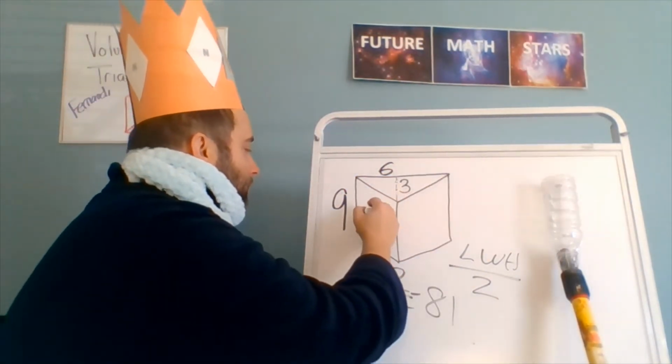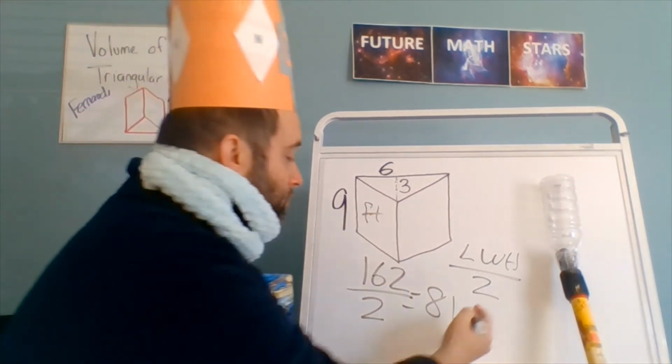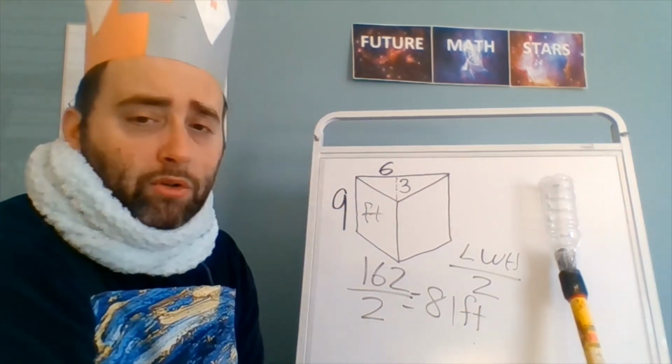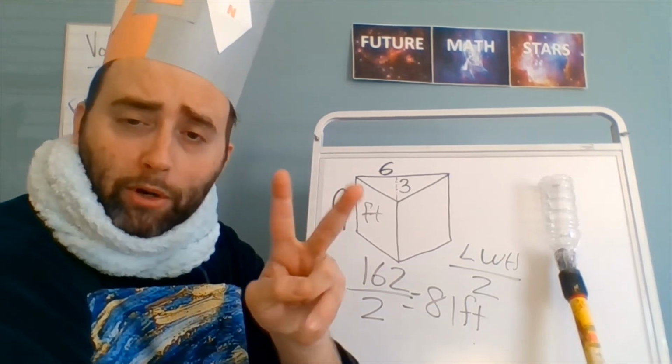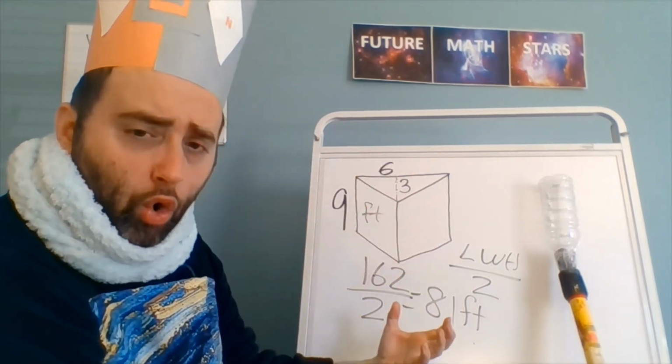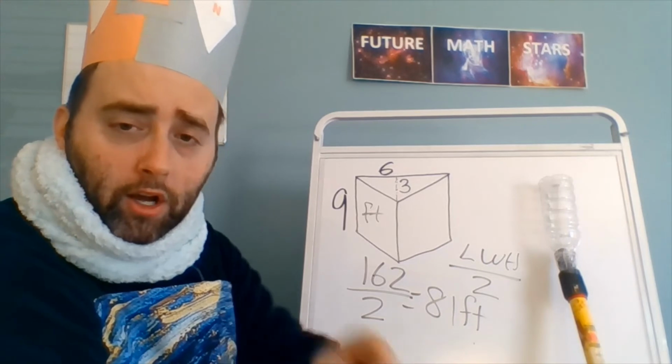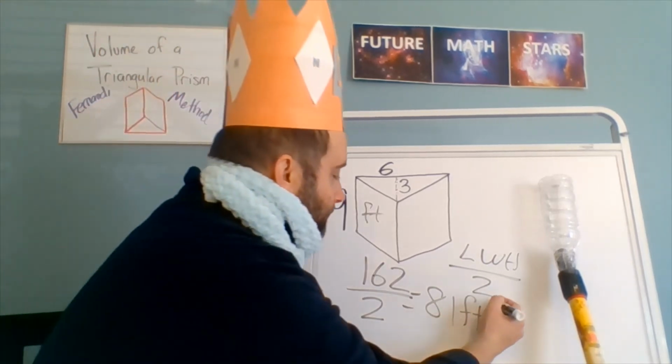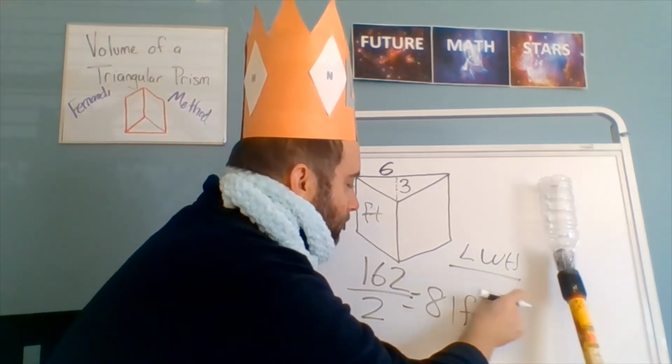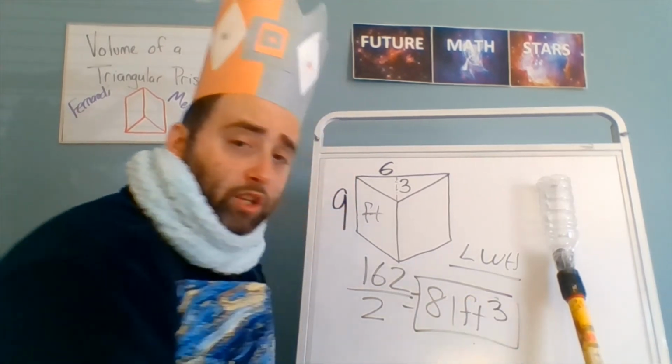Let's just give it feet. Let's say we're calculating in feet. So I have 81 feet. Now am I talking about a two-dimensional object, or am I talking about the full three-dimensional object? I'm talking about the full three-dimensional object. So your final answer is 81 feet cubed.